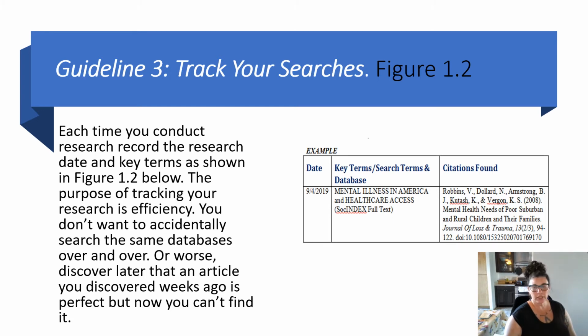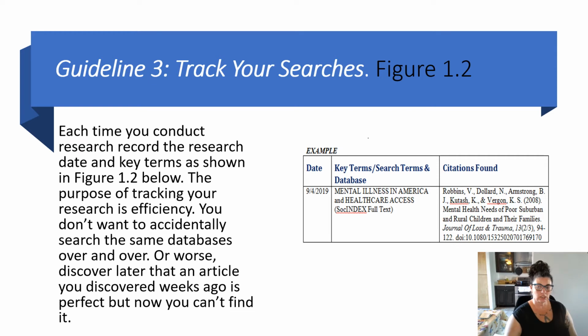Here should be the date that you actually did the research. This should be the key terms that you used. Here I'm showing I used Soc Index, which is a database, full text. So I searched full text Soc Index, and I searched mental illness in America and healthcare access. This word here is a lot more important than you probably realize. And, or, not are all options. And these are the different citations that I found.